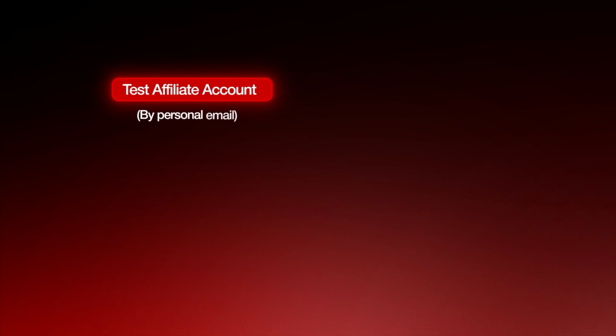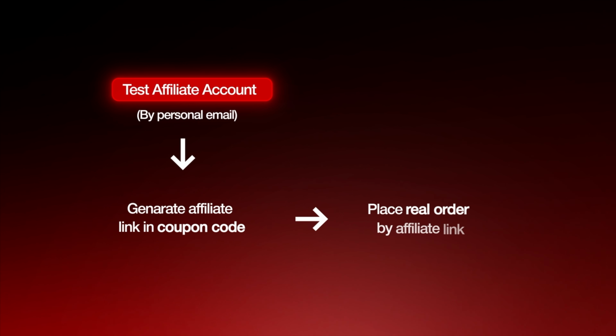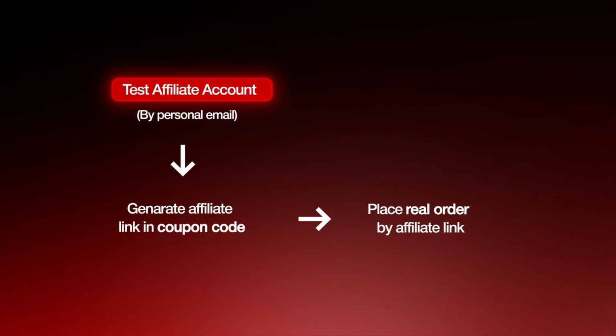We have now made it to the last step, and I know it feels tedious, but do not skip it. Before you invite a single influencer, you want to test everything yourself. Create a test affiliate account using a personal email, not your business email. Generate the affiliate link and coupon code from that account. Place a real test order through the affiliate link. Go into your UpPromote dashboard and confirm the sale showed up. Check that the commission calculated correctly. Then do the whole thing again using the coupon code.